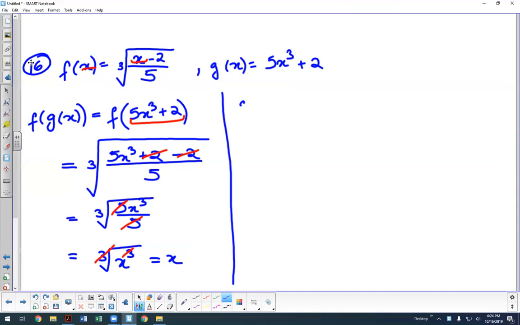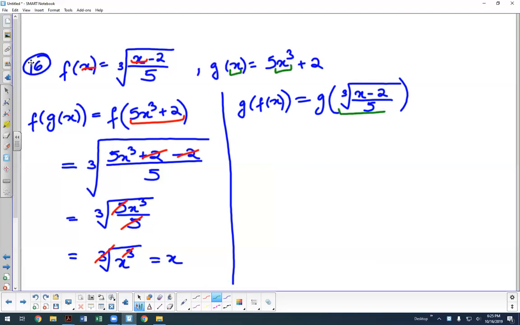So go ahead and do the other way. And this guy will actually now be g, getting f as its inside function. So that's going to be cube root of x minus 2 divided by 5. So we're replacing our x in the g function with this whole thing.